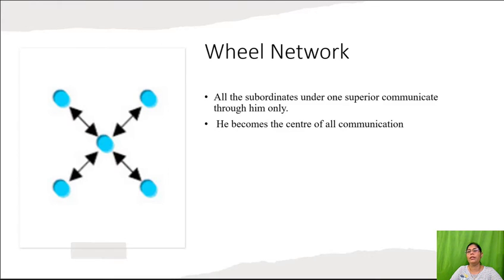Wheel network. Here all the subordinates under one superior communicate through him only. He becomes the center of all communication. These subordinates are not allowed to communicate horizontally among themselves. This network suffers the problem of coordination.